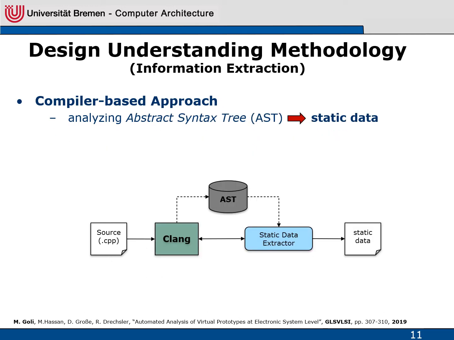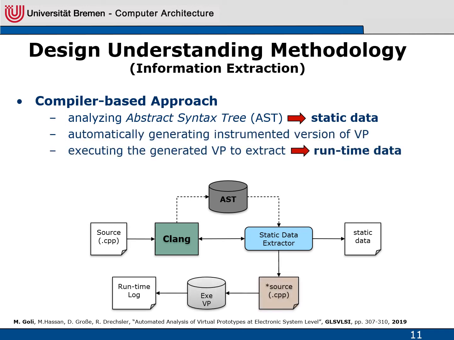In the compiler-based approach, we take advantage of the Clang compiler as the underlying infrastructure. To describe the VP structure, the static information of the VP is extracted by analyzing the abstract syntax tree, AST, of the VP's source code. To access the VP's behavior, an instrumented version of the VP is automatically generated from its AST, including the instructions to retrieve the runtime data.